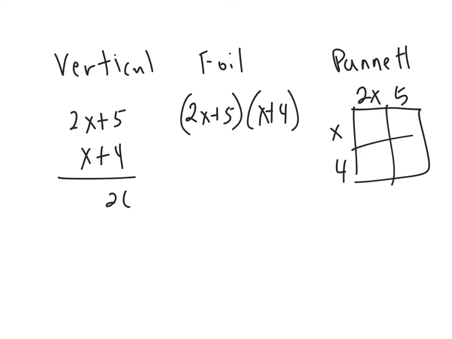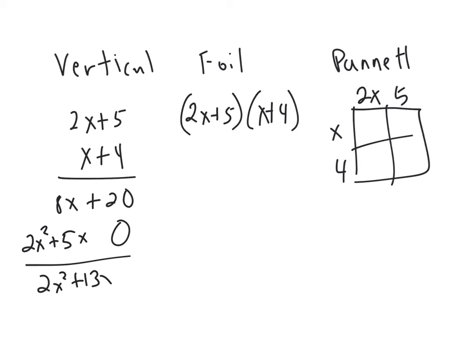So I got 20, 4 times 5, and it's positive, and then I got 4 times 2x. So I start here, I'm going to take these two, and then these two. Okay, and then I leave it blank, and then I'm going to start with the x and the 5. So that's 5x, and it's positive. And then I'm going to take 2x times x is 2x squared. So 2x squared plus 13x, because 8 and 5 makes 13, and then plus 20. So we better get the same answer for this one.